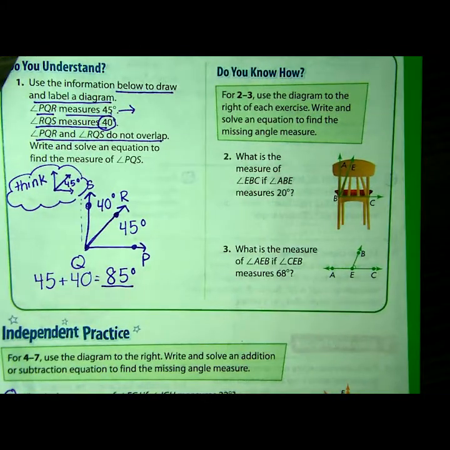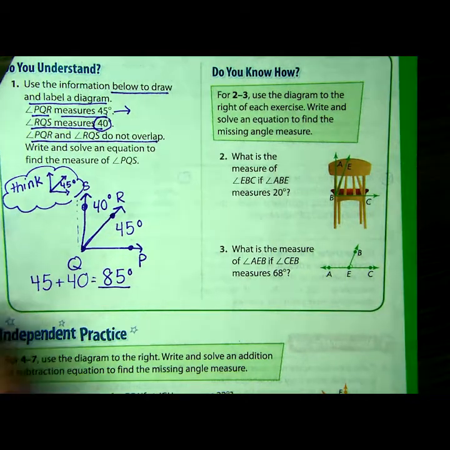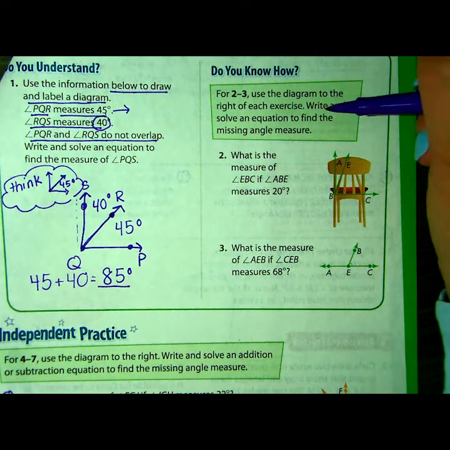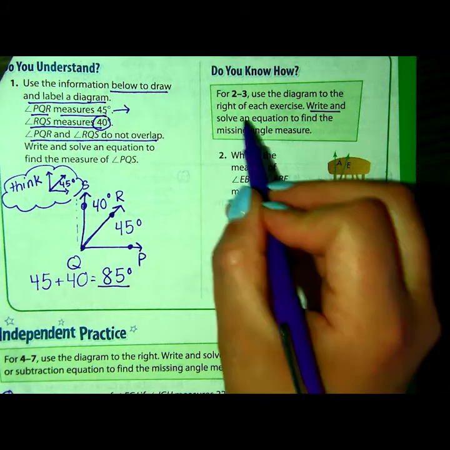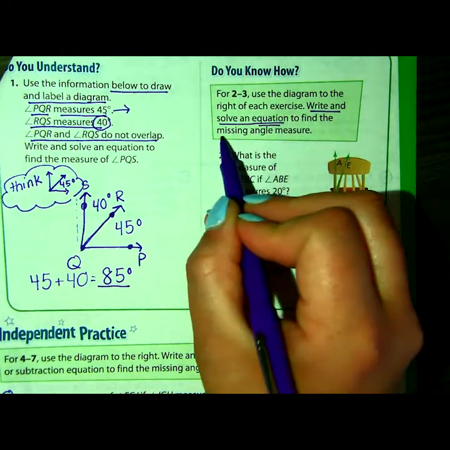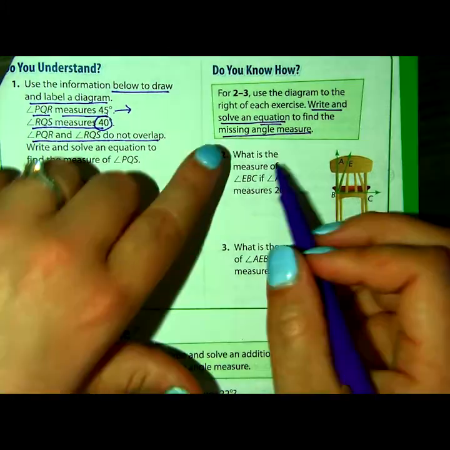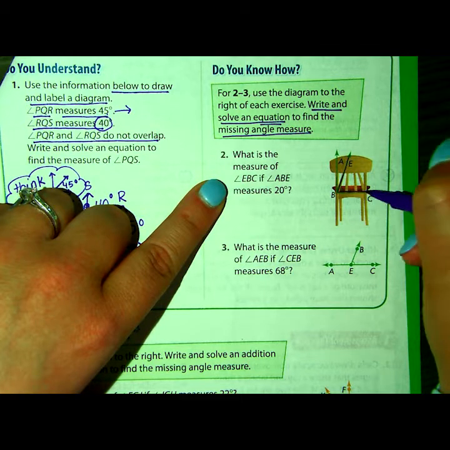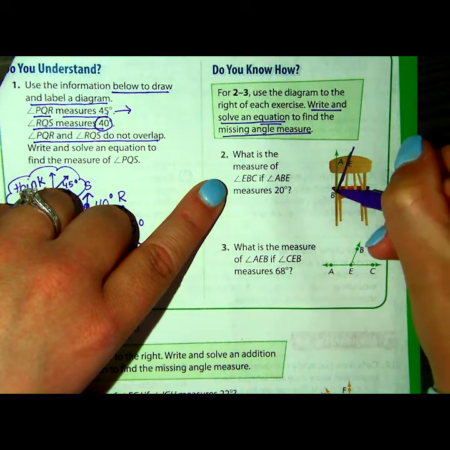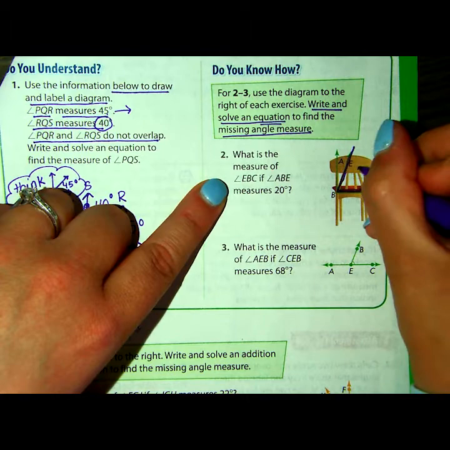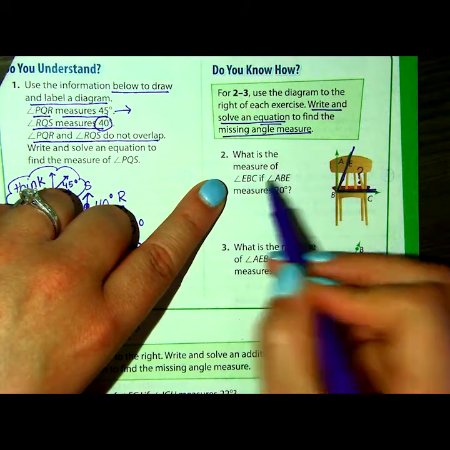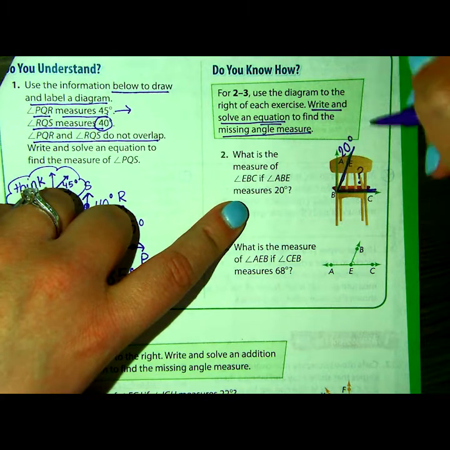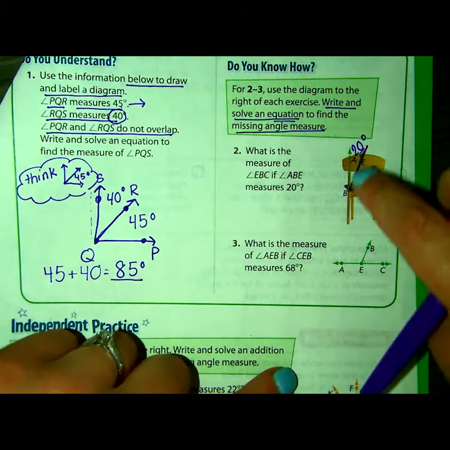So we have to use the diagram to the right for each of these numbers. Let's look here. Write and solve an equation to find the missing angle measure. What is the measure of EBC? So they want to know this one right here. Just making it a little bit darker. So that's the unknown. If ABE measures 20 degrees, so this opening is 20. This one we do not know.